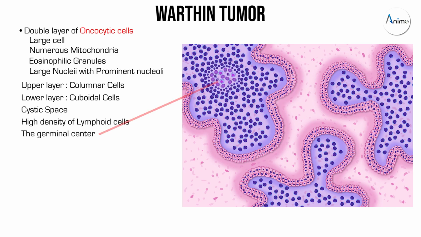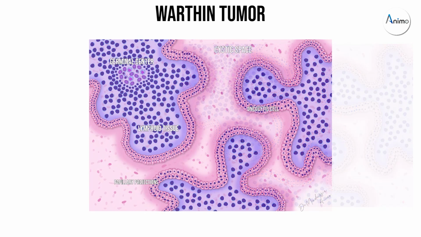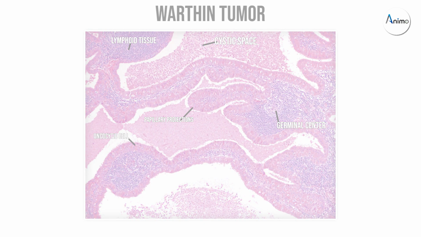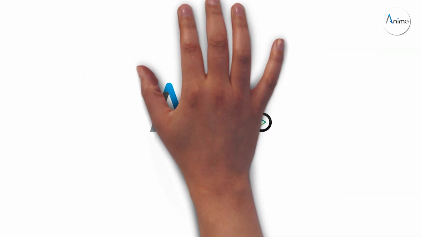Remember this picture? All these features make up the picture of the name of this tumor, the Warthin tumor, which is papillary cystadenoma lymphomatosum. And this concludes our section on Warthin tumor.